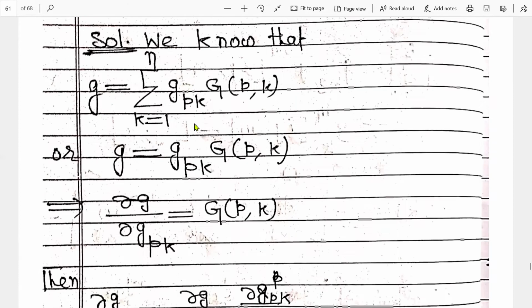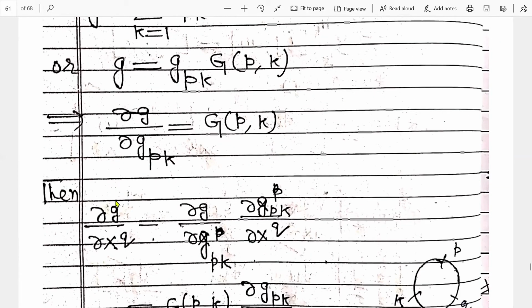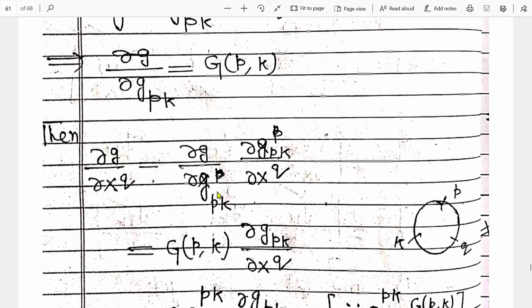So in summation convention, this can be written in this form. Now, if we differentiate curly g with respect to curly g_pk, this will become G^pk. Remember this result? Now, curly g by curly x_q. Now we differentiate this by chain rule through g_pk. So this will become curly g by curly g_pk, curly g_pk by curly x_q.